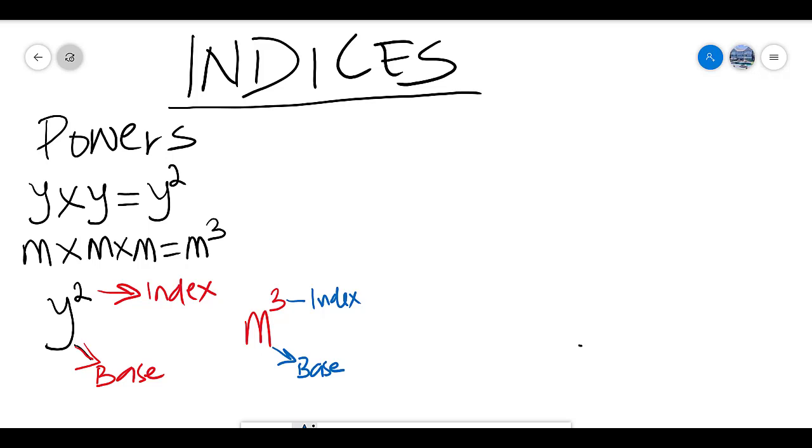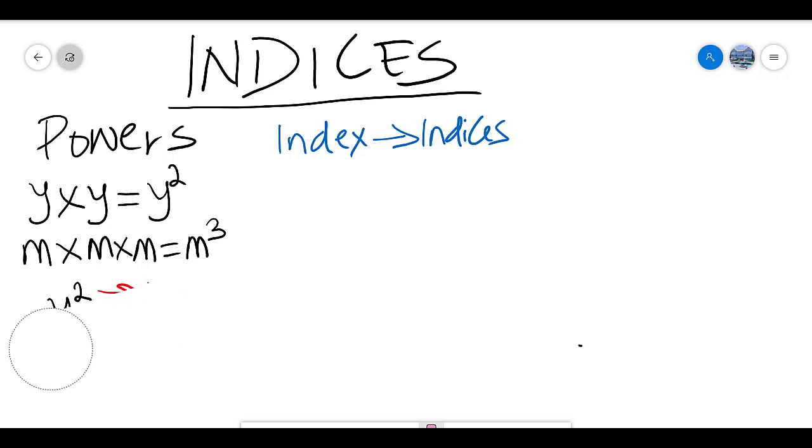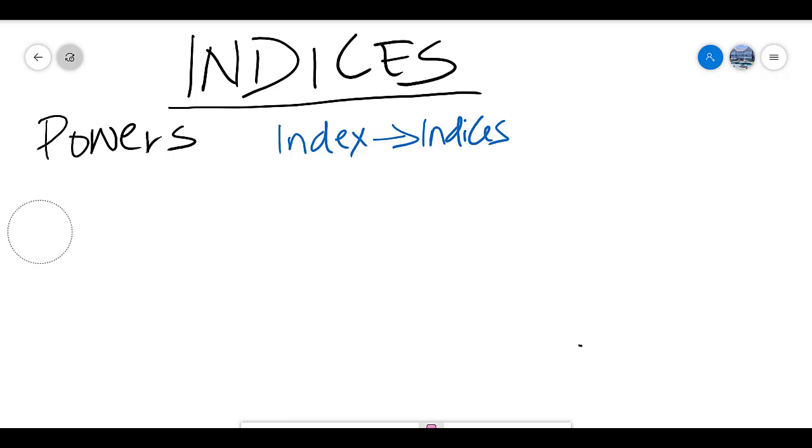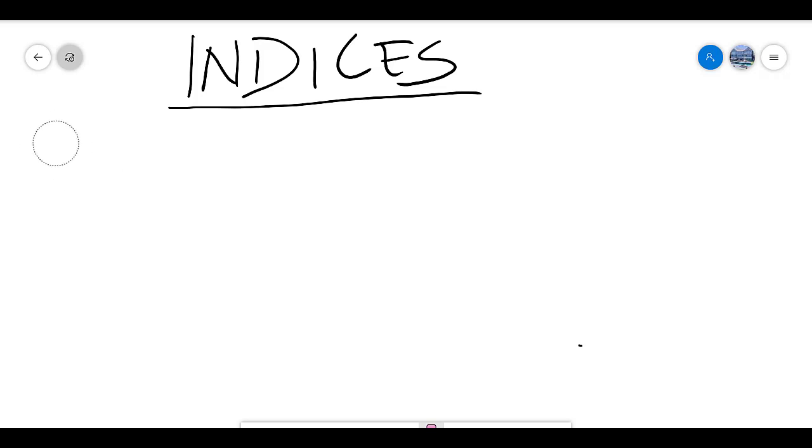So the plural of index is what we know as indices. So you're not dealing with something strange. It is something we are very, very familiar with. So just keep it in mind that for indices, we'll be dealing with mostly powers. And so we will start from the laws of indices.